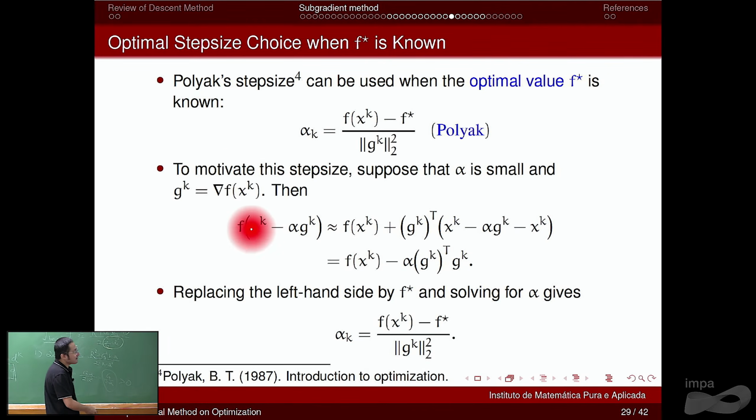So if we substitute this approximation by substitution, and we solve this inequality, this equation, then you can get that alpha is exactly equal to this fraction, f(xk) minus f star, okay, over the norm of gk, okay, you have the gk.